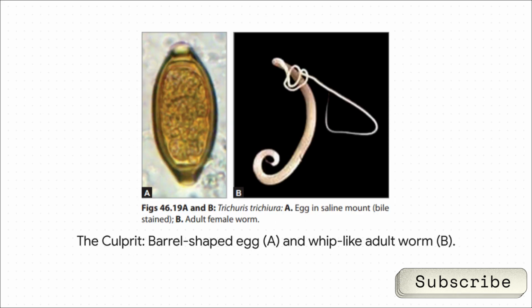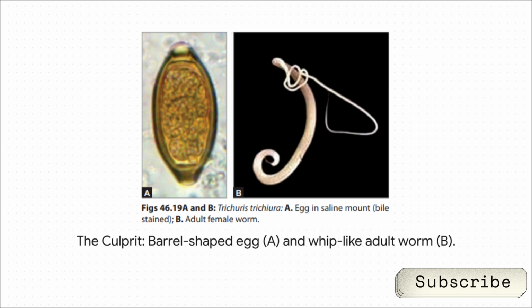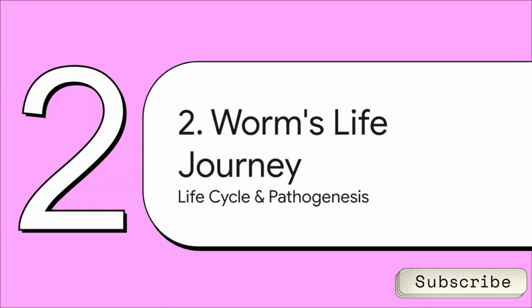Okay, now this slide is pure gold for your exams. You have to know these two forms. On the left, in A, that's your diagnostic stage, the classic barrel-shaped egg. And on the right, in B, you've got the adult worm. See that long, skinny front part? That's what gives it the whip name. Unmistakable. So, we know what it looks like. Now let's trace its journey from the environment into a human host.